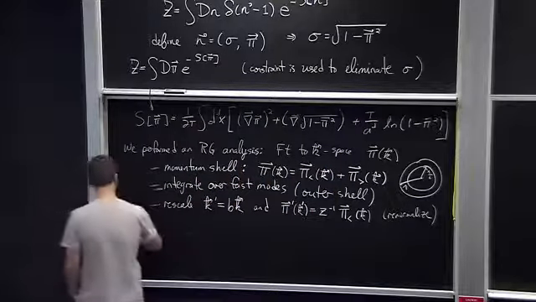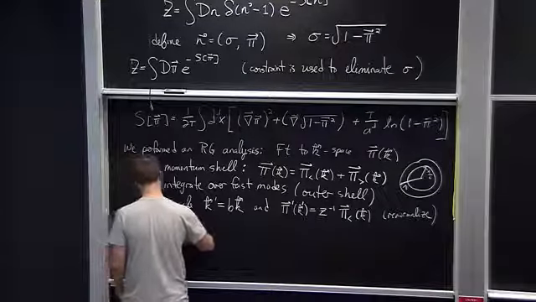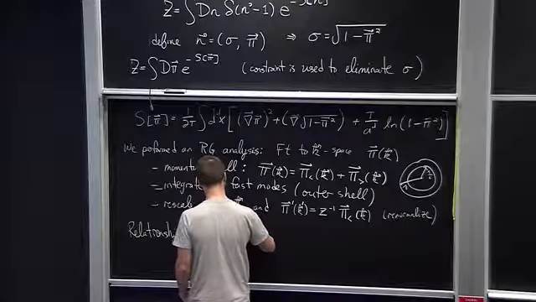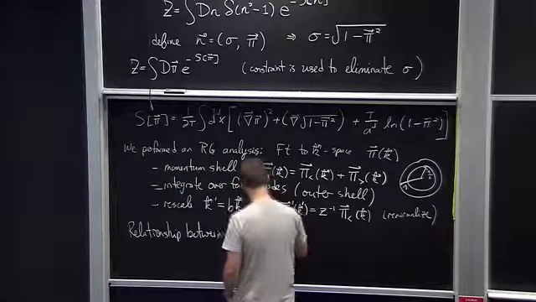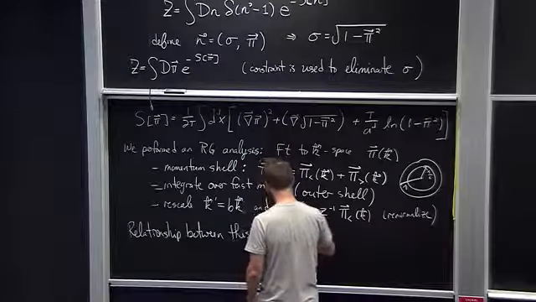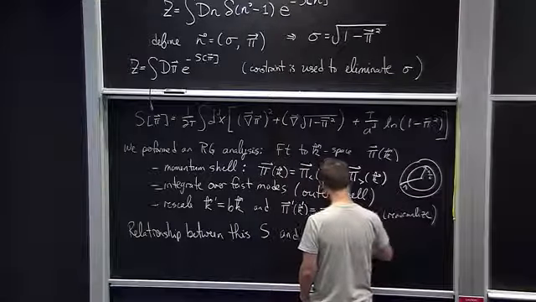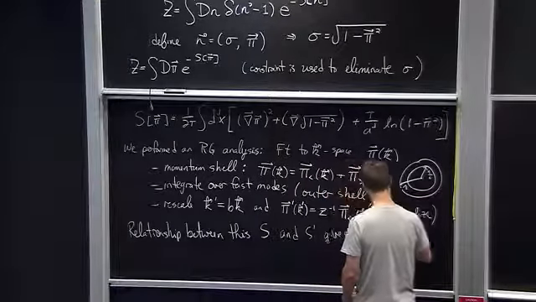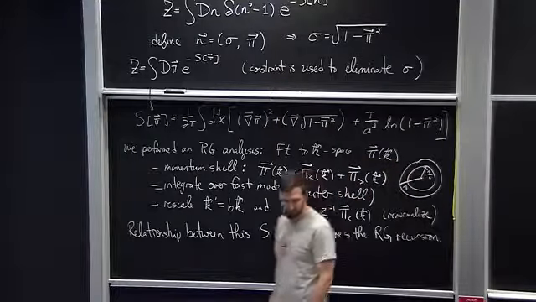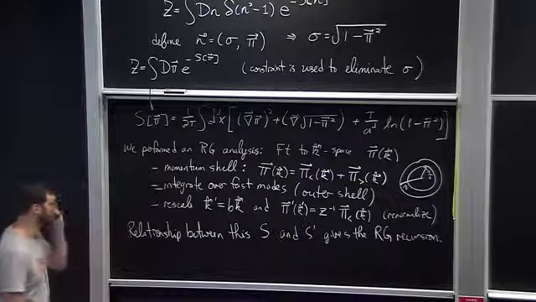So the relationship between this, say, rescaled and renormalized S and the self-similar S prime gives the RG recursion. Okay, so that's where I finished last class.